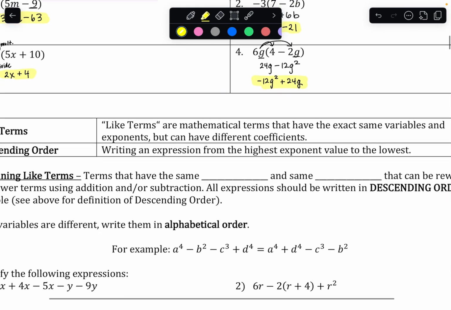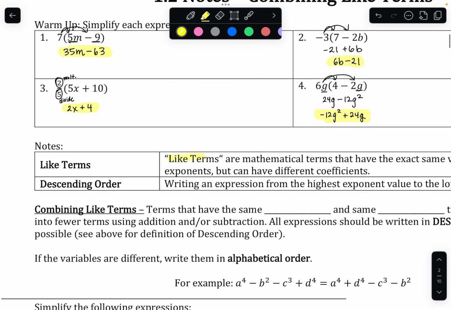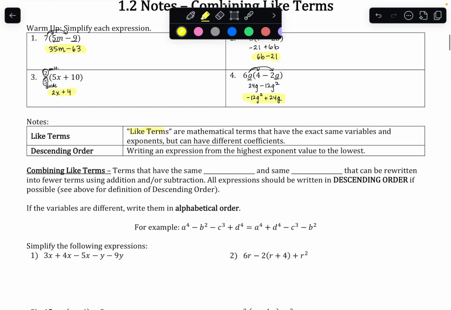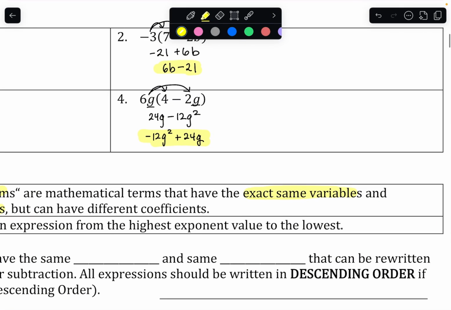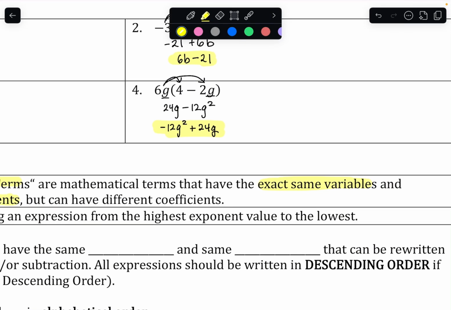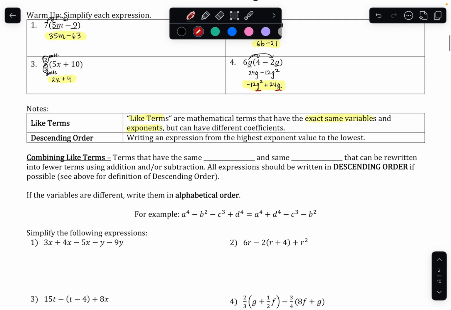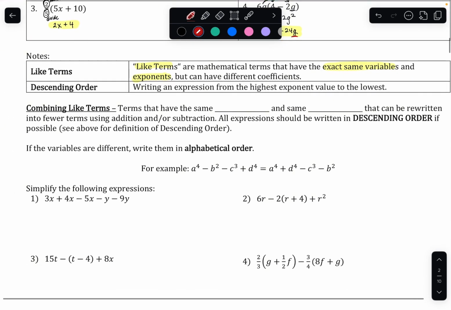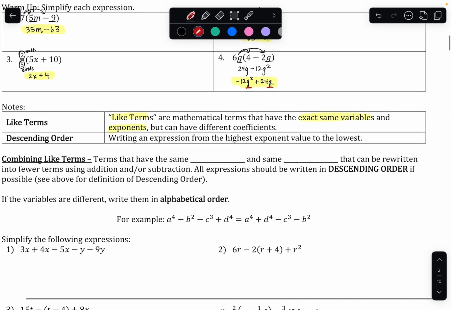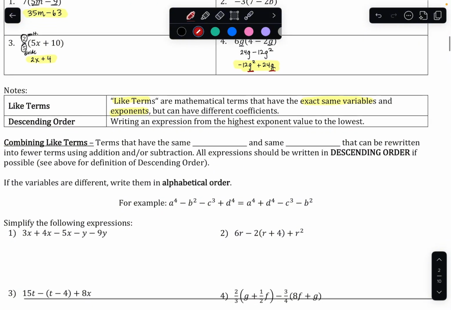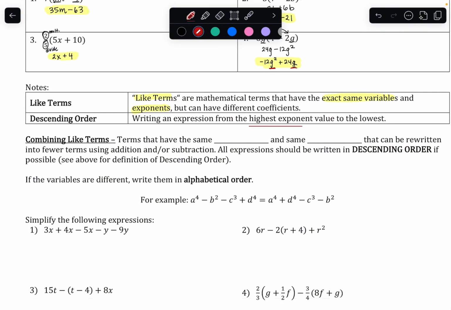Okay, and so like terms, you've heard me say like terms, means that we have the exact same variable, which is the letter, and same exponent. So for example, g squared and g are not like terms because one has a square and one does not, even though they're the same letter. And then we write our answers in descending order, just like we did number 4. G squared goes before g. So highest exponent to lowest exponent.